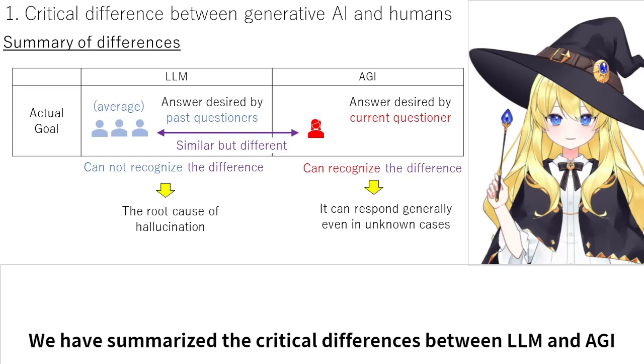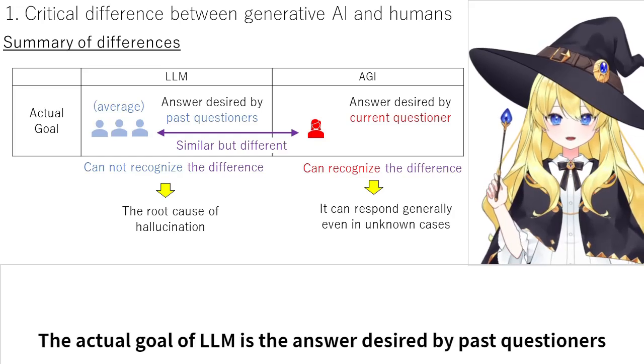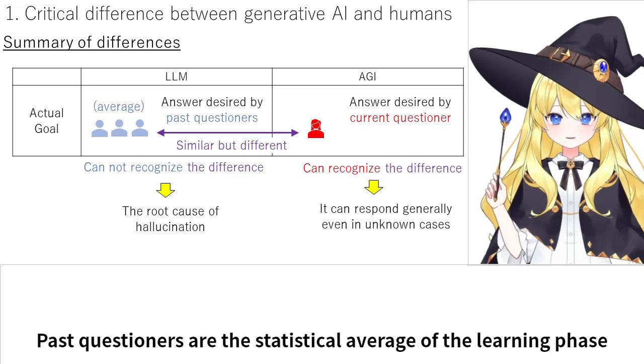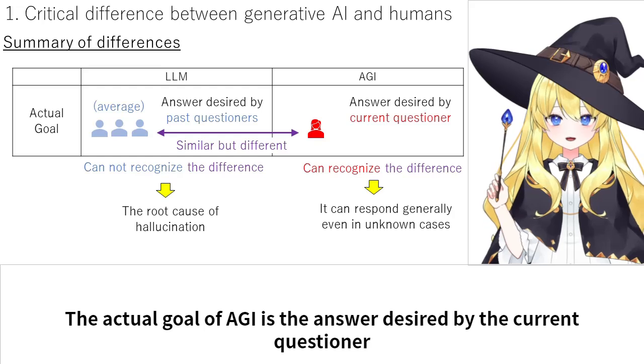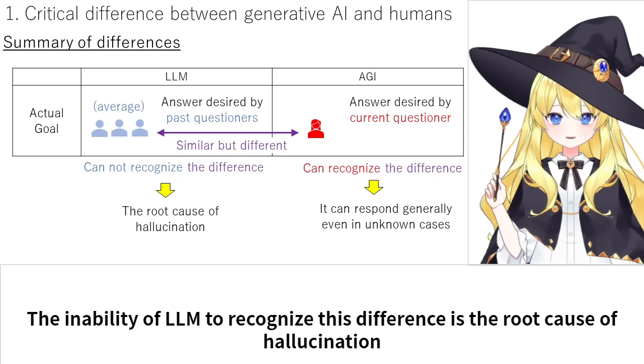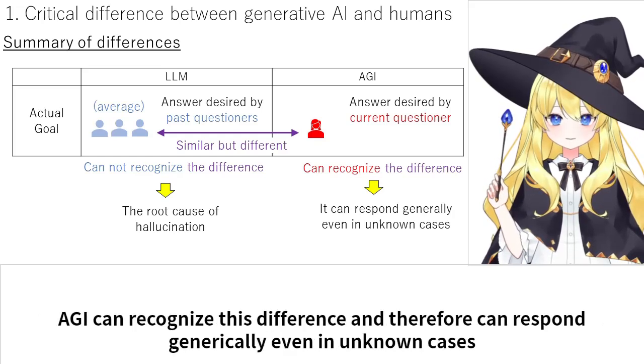We have summarized the critical differences between LLM and AGI. The actual goal of LLM is the answer desired by past questioners. Past questioners are the statistical average of the learning phase. The actual goal of AGI is the answer desired by the current questioner. These are similar but different. The inability of LLM to recognize this difference is the root cause of hallucination. AGI can recognize this difference and therefore can respond generically even in unknown cases.